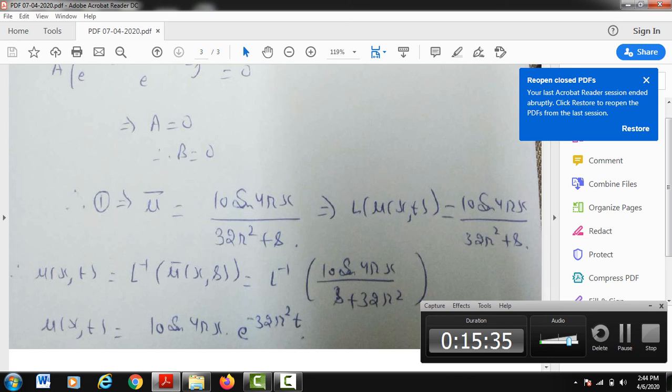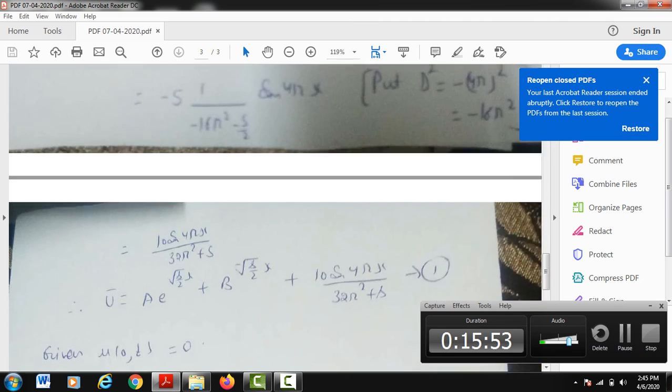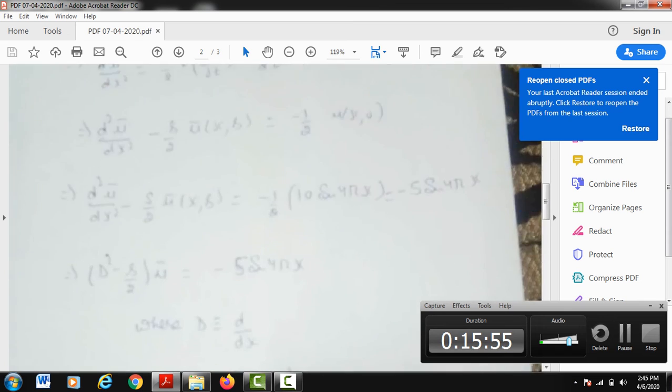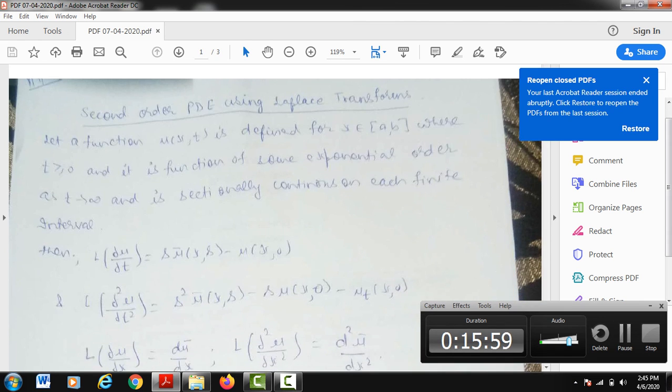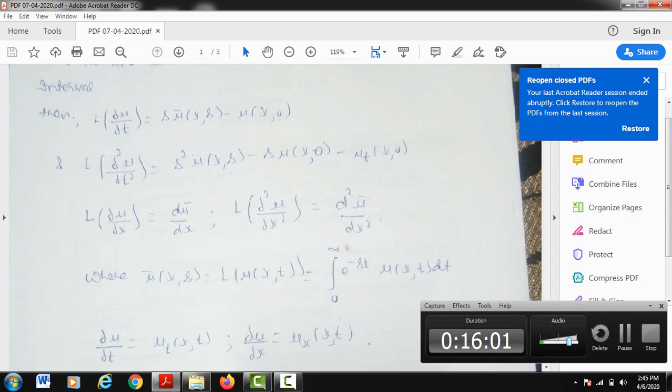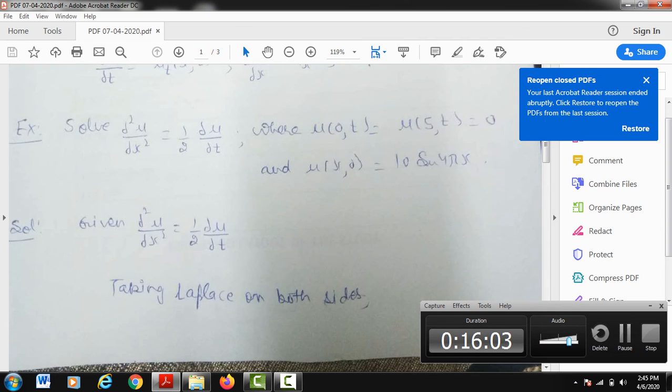Students, please remember this result. This is equal to e to the power minus 32 pi squared t, meaning s plus a constant, where the constant is 32 pi squared, so you write e to the power minus 32 pi squared into t. So this is your final answer. So please, students, go through this numerical, and before starting these numericals, please remember these results thoroughly. Then you will be able to solve these questions.